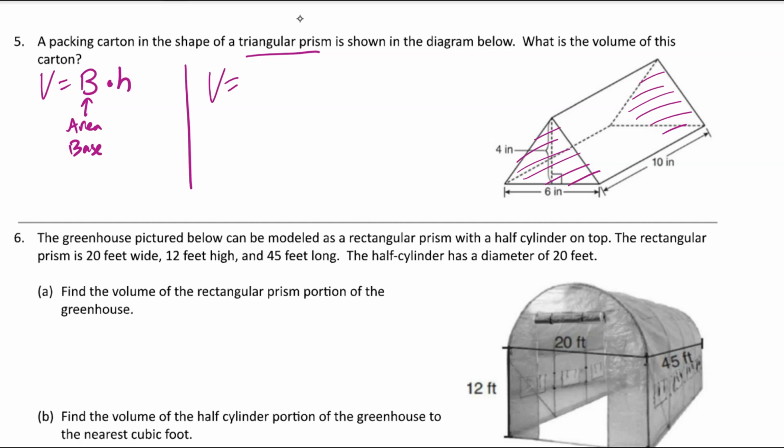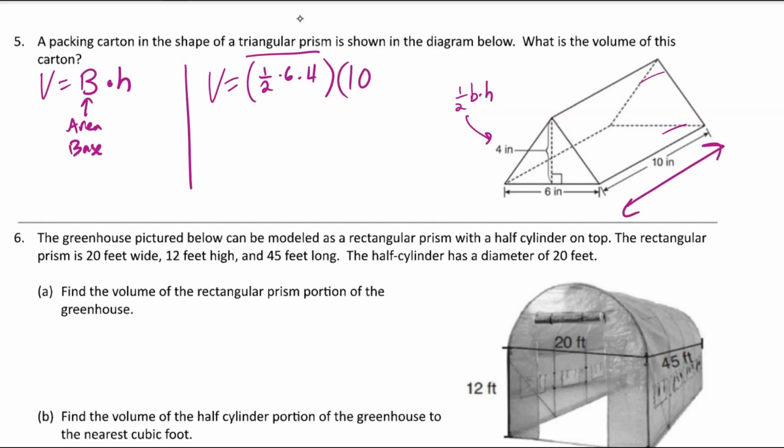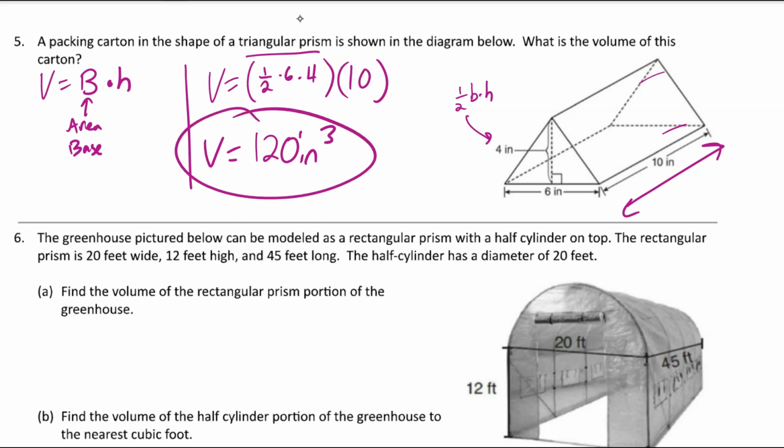So, remember the area formula for a triangle is 1/2 base times height. Notice those bases are different. Big B is the area of the base. Little b is just a length of a base. So the area of that triangle would be 1/2 base times height. And the height of the prism is the distance between your two triangular bases. In this case, they're 10 units apart. So the volume of this entire triangular prism would be 120 inches cubed. It's inches cubed because it's a volume in 3 dimensions.